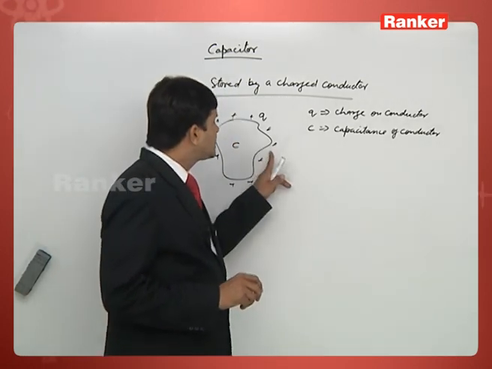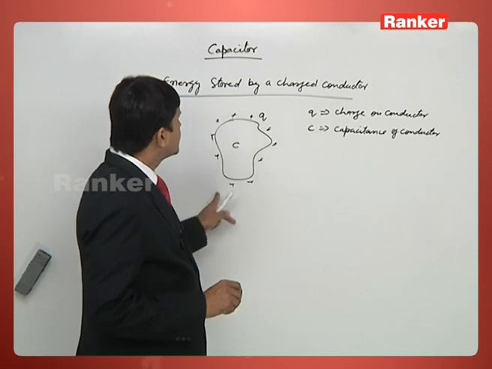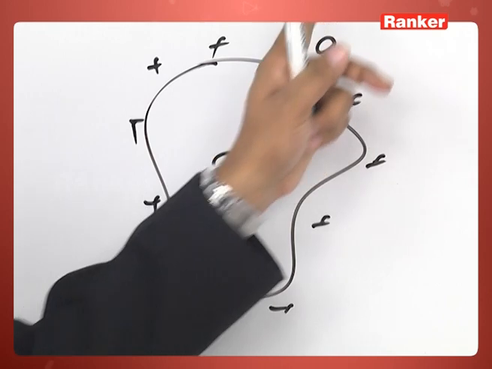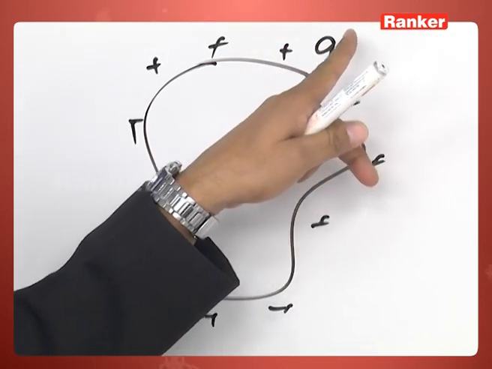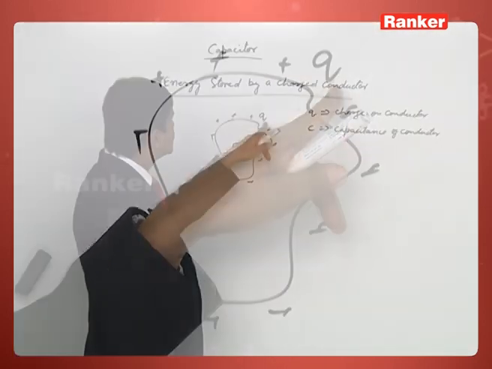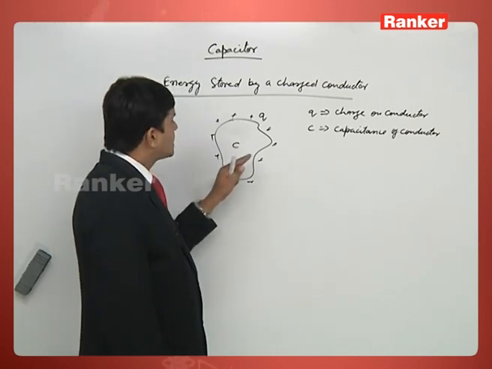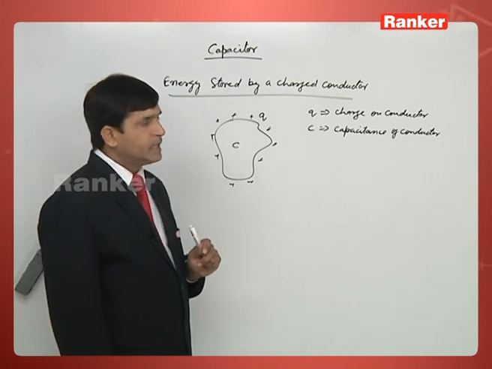The energy is stored in a conductor in the form of potential energy. So whatever work we have done to make this conductor a charged conductor of charge Q, that energy or that work is called the energy stored in the conductor.